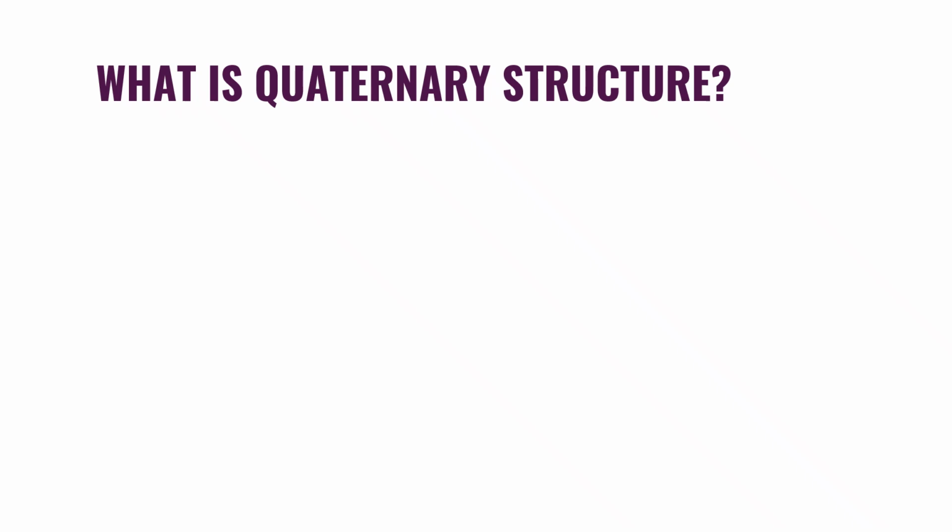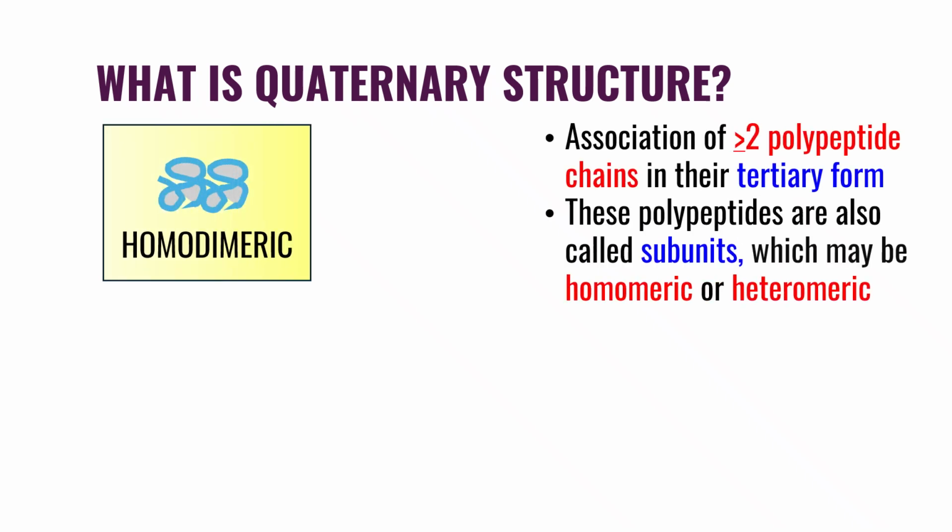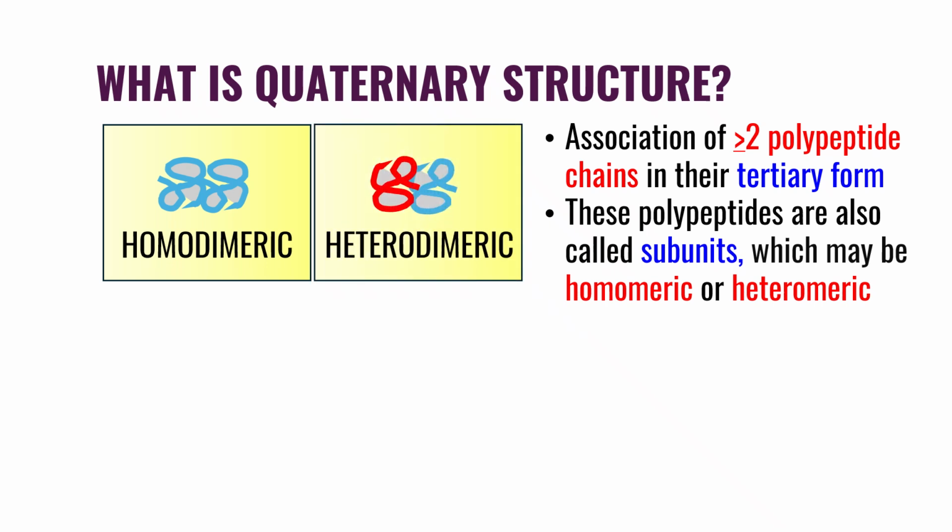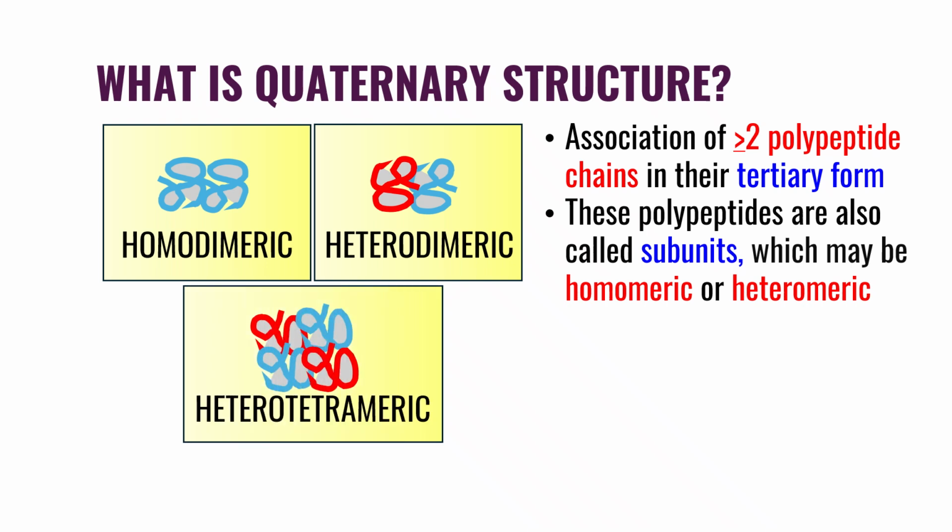So what is a quaternary structure? Quaternary structure is an association of two or more polypeptide chains in their tertiary structure. Many proteins require this association for their functionality, for their activity. These polypeptides are also known as subunits. These subunits may be homomeric or heteromeric, like homodimeric, heterodimeric, or heterotetrameric, like in case of hemoglobin.